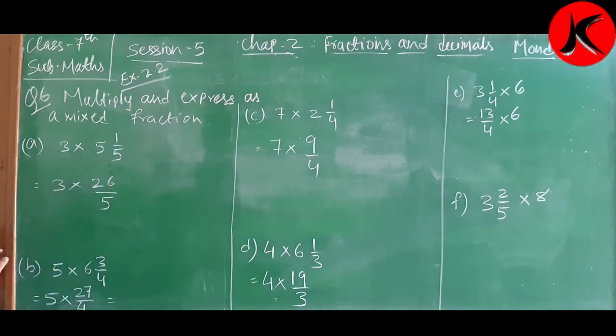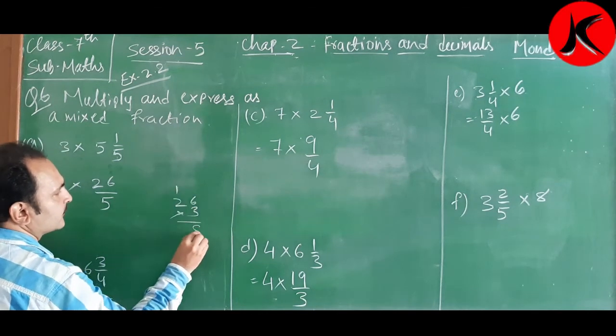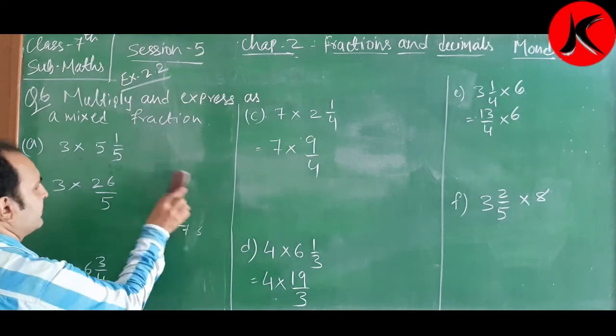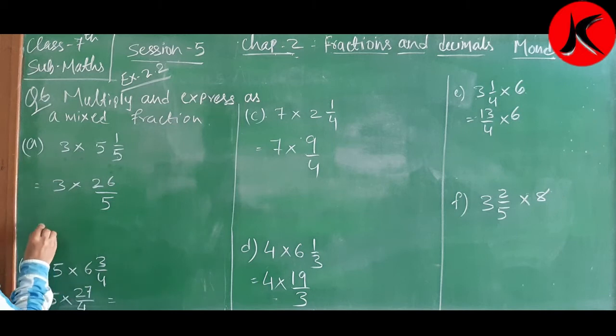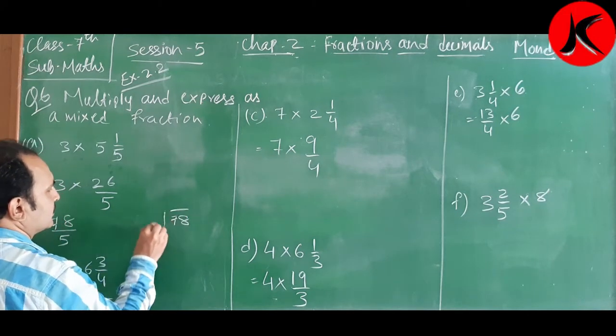What is 26 threes are? What is 26 threes are, children? Multiply करो, 6 threes are 18, 3 2s are 6 plus 1, 7, okay, which is 78 upon 5. Get it, children?